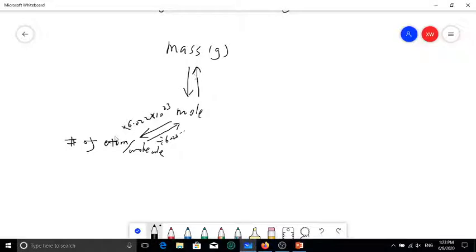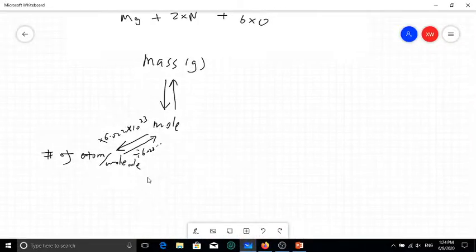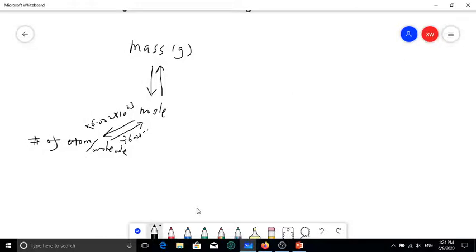Now, if you're converting the number of atoms to grams, you have to go through the mole as an intermediate, which will take you 2 steps to get to your final desired unit, or the other way around. So keep this in your mind, or have it somewhere handy. It will be helpful to guide yourself through some of the problems. Okay, so let's take a look at the next few examples.